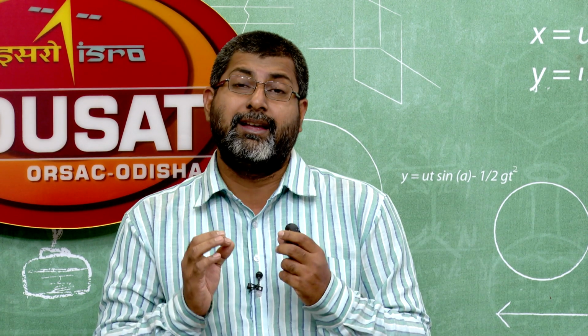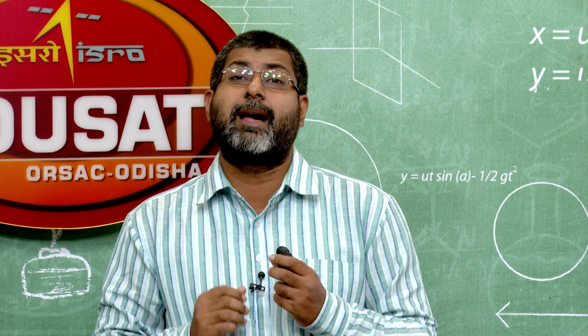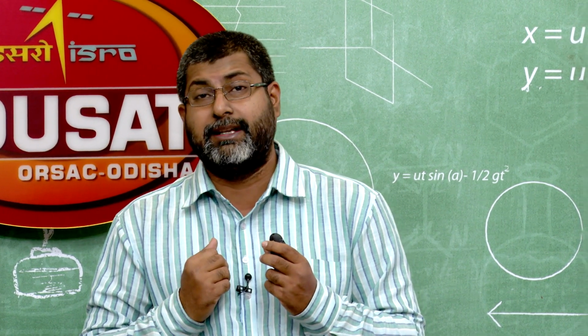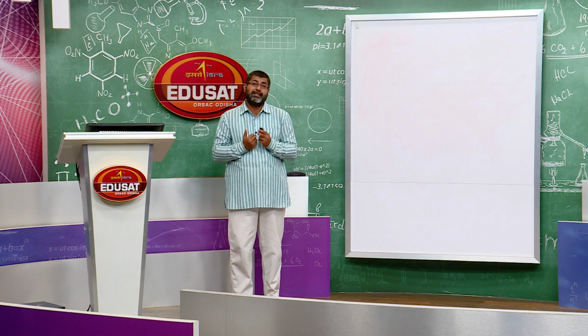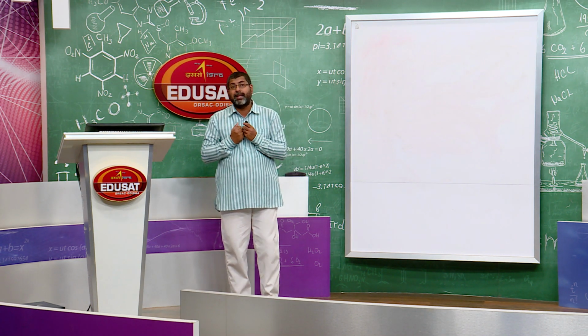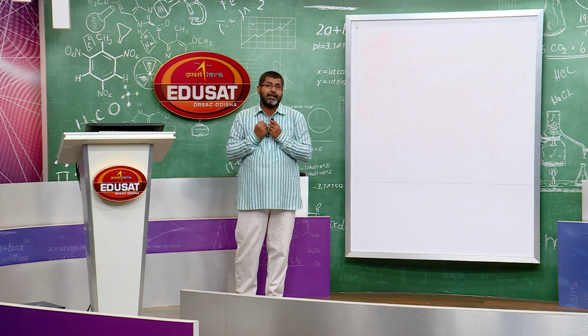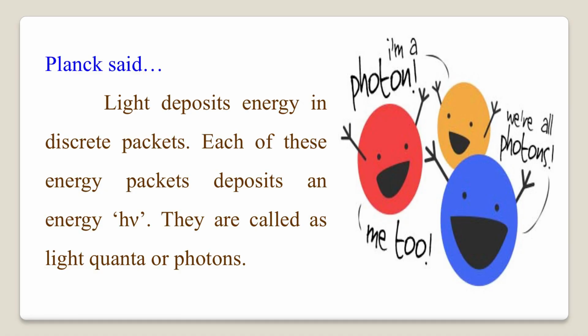You can have the idea that all of them have the same velocity, that is, they move with the speed of light, but what about their energy? They have different energy. It is the blue photon that has the maximum energy because of the frequency of incident light, and it is the red photon which has the minimum energy.